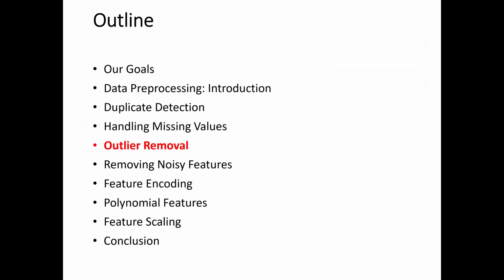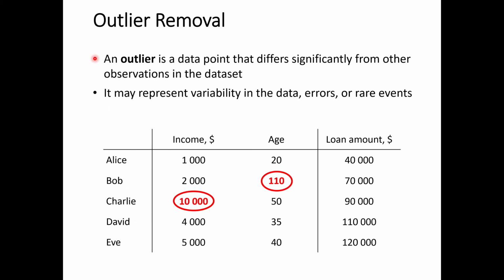And now let's move on to the next topic: detecting and removing outliers in the data. An outlier is a data point that differs significantly from other observations in our dataset. It may represent variability in the data, errors, or rare events, and can potentially distort statistical analysis and model training. But what significantly means depends a lot on the context and may not always be obvious.